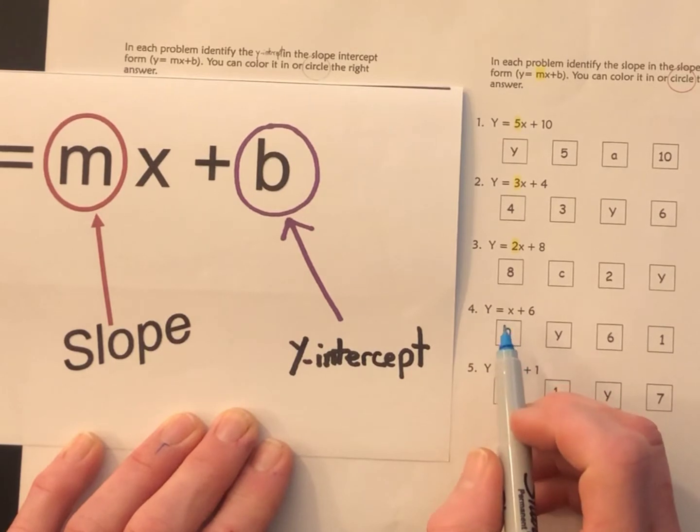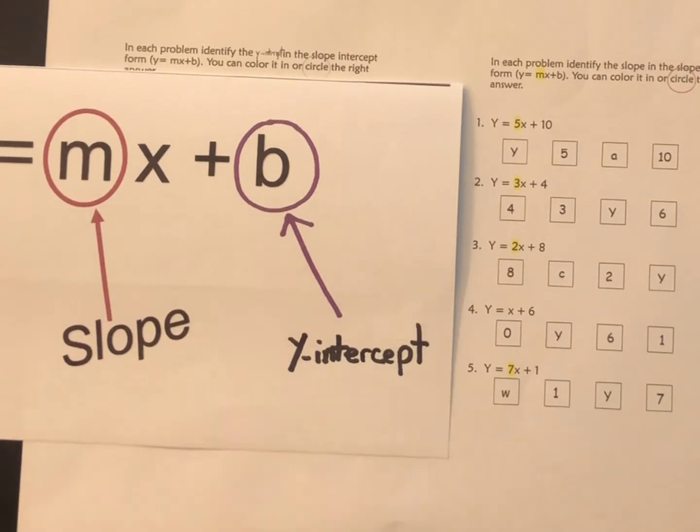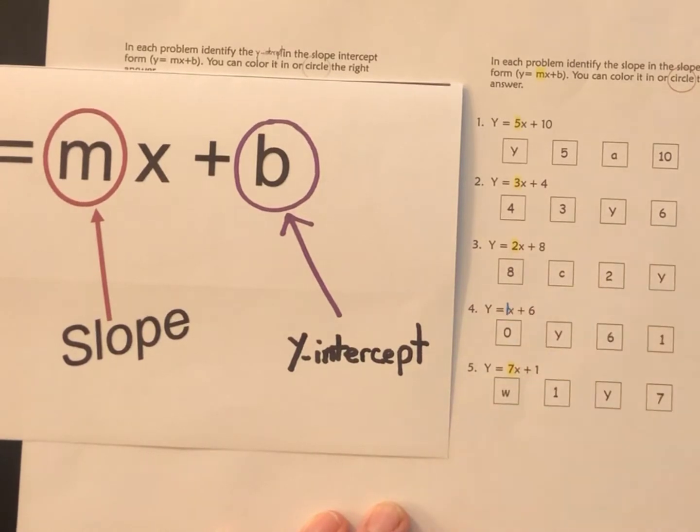So remember, what do we know about algebra? Whenever there is not a number, it's understood that the value is 1. So you can, if it helps, go ahead and write a 1 right there. That is actually 1x. So now you can easily find the value of that slope is 1. All the others have a number there, so you can find those easily.